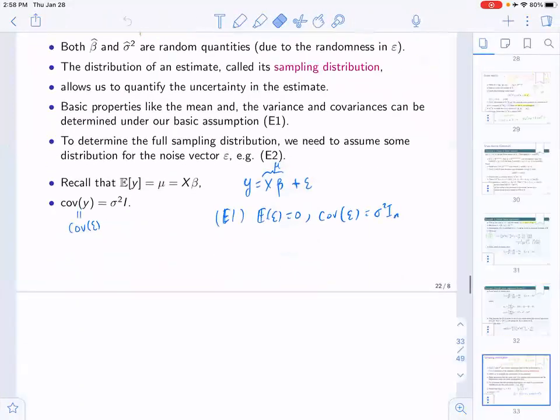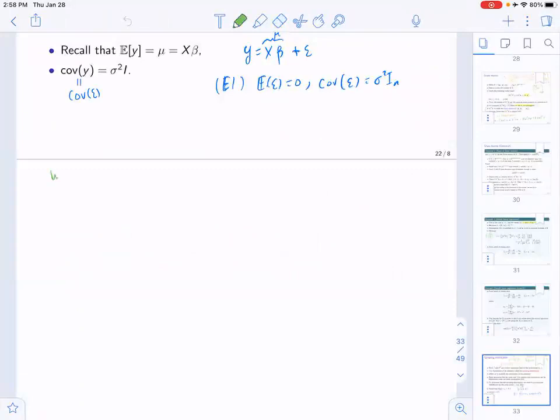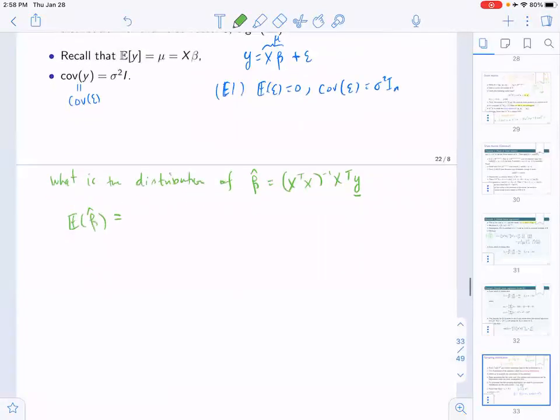So, for example, what is the distribution of beta hat, which is x transpose x inverse x transpose y? So what I can ask is, for example, what is the expectation of beta hat? The first thing. So given this information that the expectation of y is this, and the covariance of y is that, what is the expectation of beta hat?